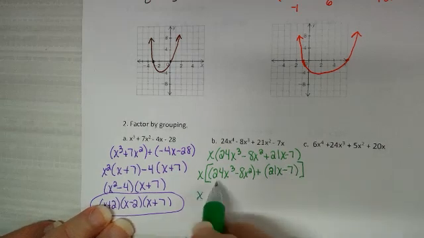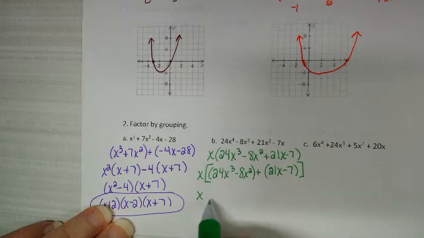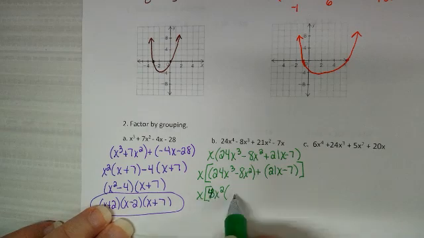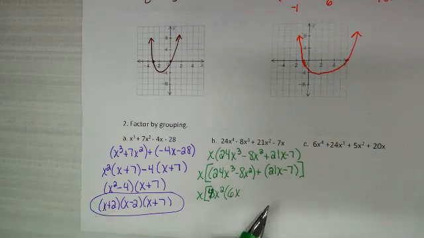So let's see what this first group has in common. I think they have a 3x squared in common. How about a 4x squared? Wrong number. 4x squared. And that's going to leave me with 6x. Actually, they have an 8x squared in common.